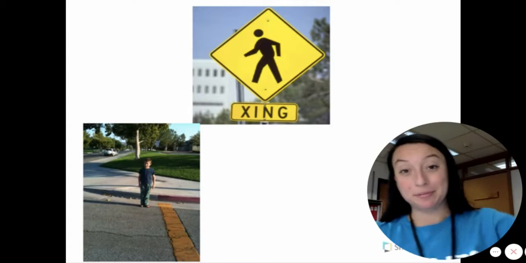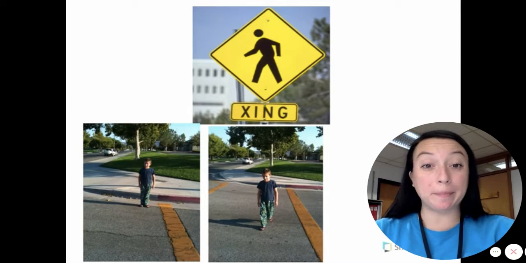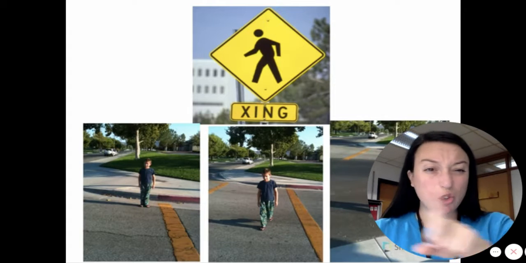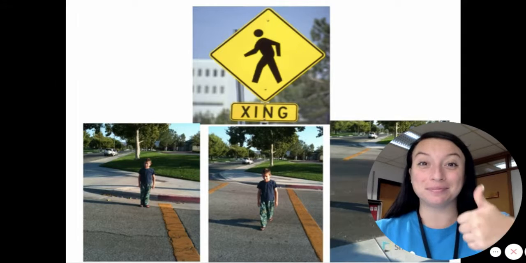Walk across the street. He's doing a great job. You see there's no cars coming. Good. So it's safe. Now we've made it across the street safely.